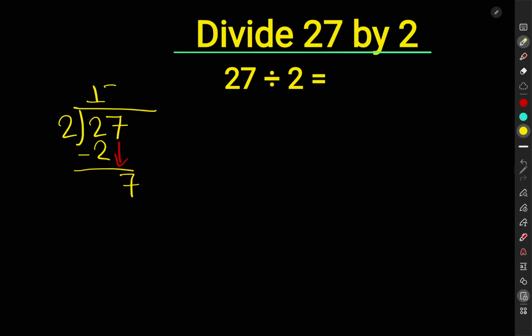So 2 times 3 means 6. On subtracting we get 1. So now we don't have here the beside number and 1 is less than 2. So now we put here decimal, so we can take here 0. So 2 times 5 means 10. On subtracting we get 0.